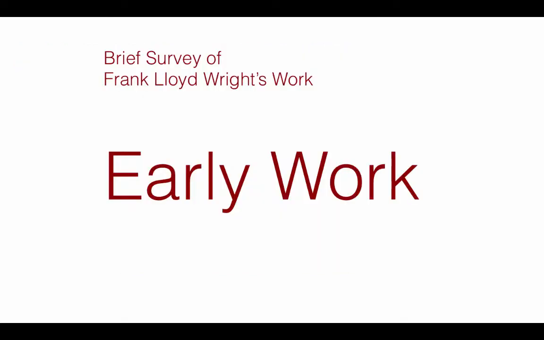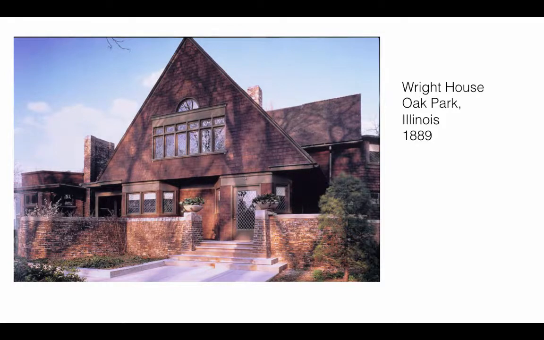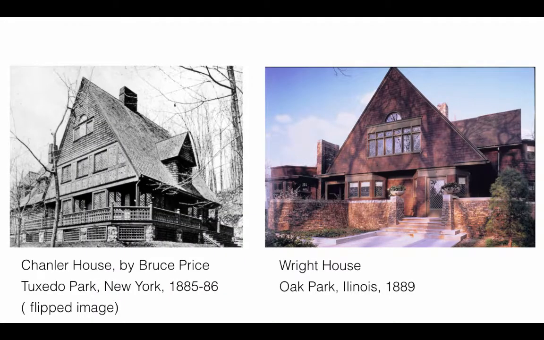Now let's look at early work, and we could almost call this Frank Lloyd Wright before he was Frank Lloyd Wright. This is his own house, the Wright House or Studio in Oak Park, Illinois, which was a suburb of Chicago. And we see here the influence of something called the shingle style. So on the left we have the Chandler House by Bruce Price in Tuxedo Park, New York, and we see strong similarities between that and Wright's own house.